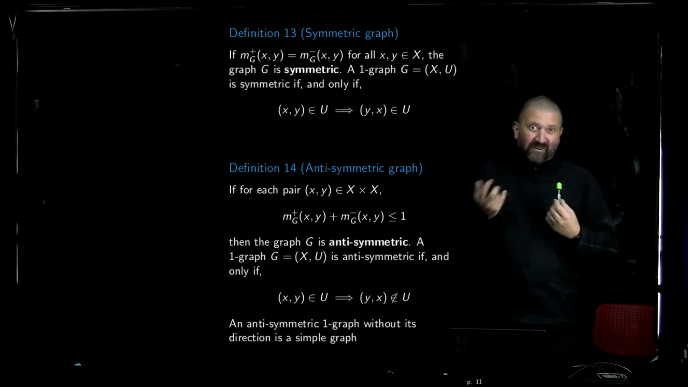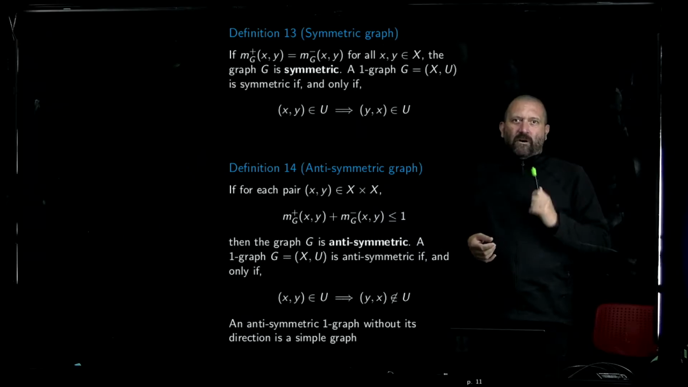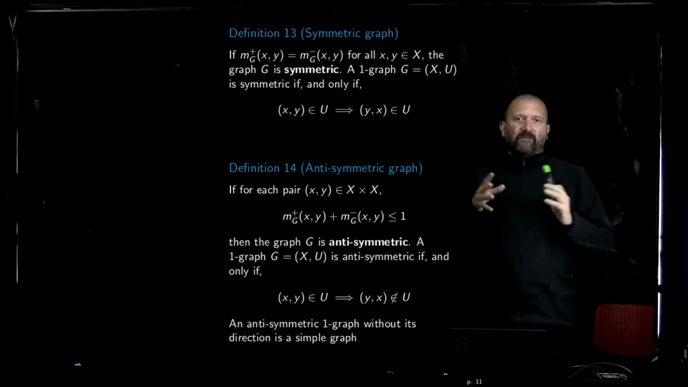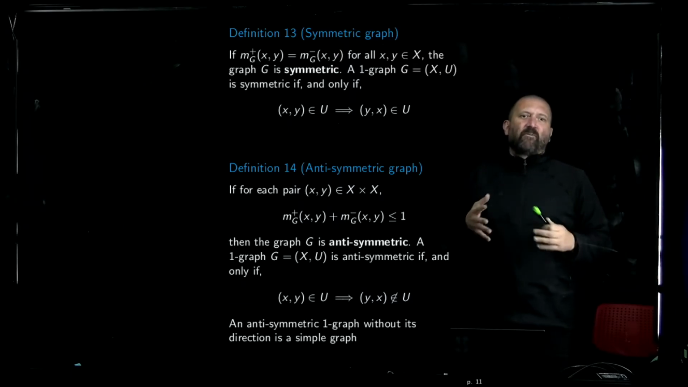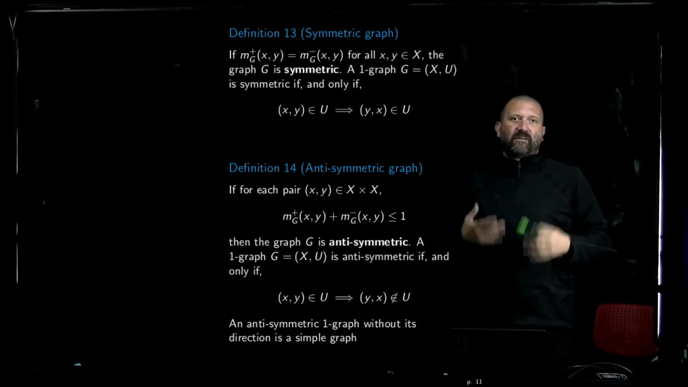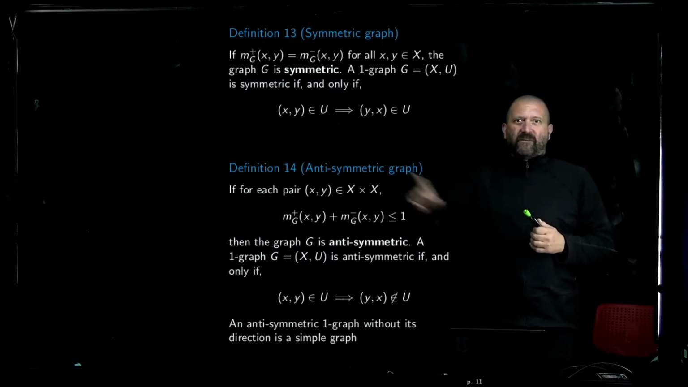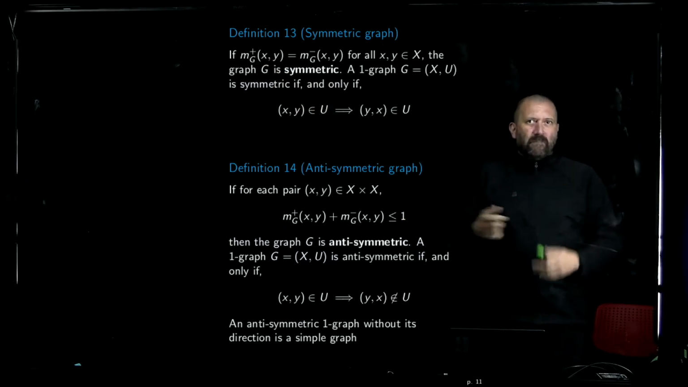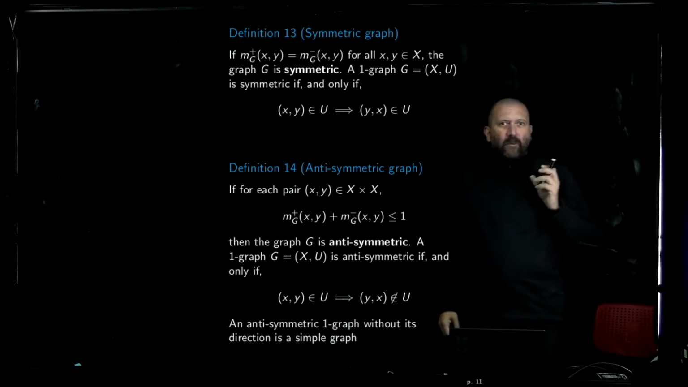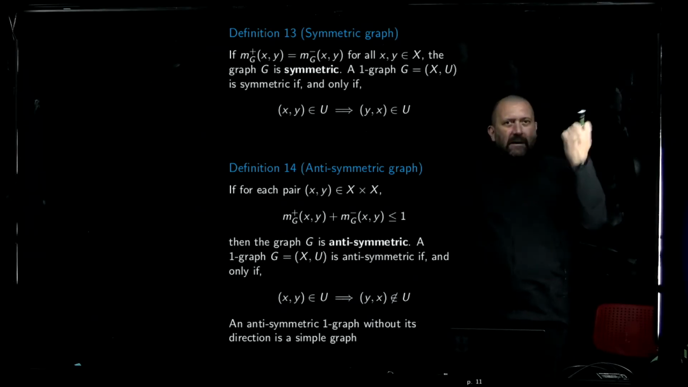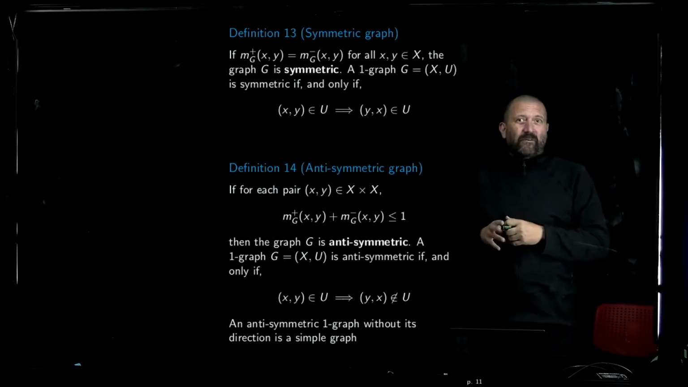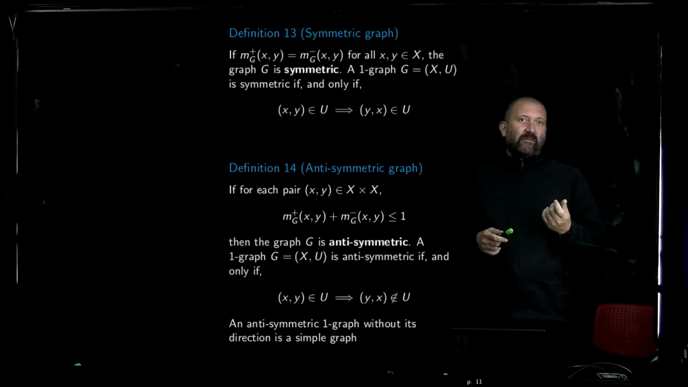Now let's talk about symmetry in a graph. So a graph is symmetric. First, let's look at the general context. So if I have a graph that has potentially multiple arcs between vertices, so that we have this definition in terms of m plus and m minus, if the number of arcs in and out of a vertex is equal for all pairs of vertices, then we say the graph is symmetric.